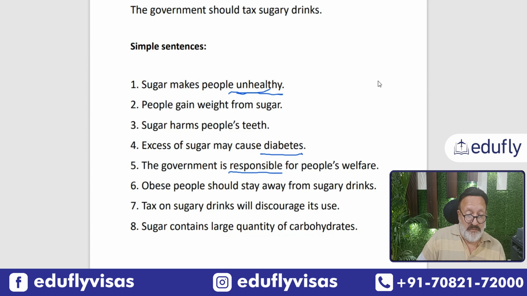Obese people, obese is again a topic vocabulary because you're talking of sugary drinks which make people obese, like we said earlier. So, obese people should stay away from sugary drinks. They should stay away. Tax on sugary drinks will discourage its use. If you tax something, it will become more costlier. So people might start substituting it for something cheaper or maybe not consume it. And sugar contains large quantity of carbohydrates. So for any topic, we can make such type of simple sentences.